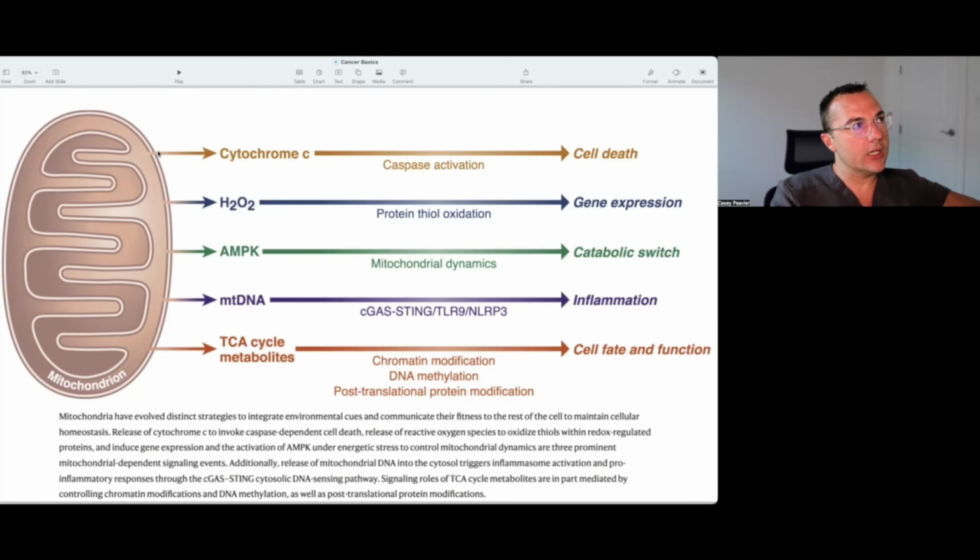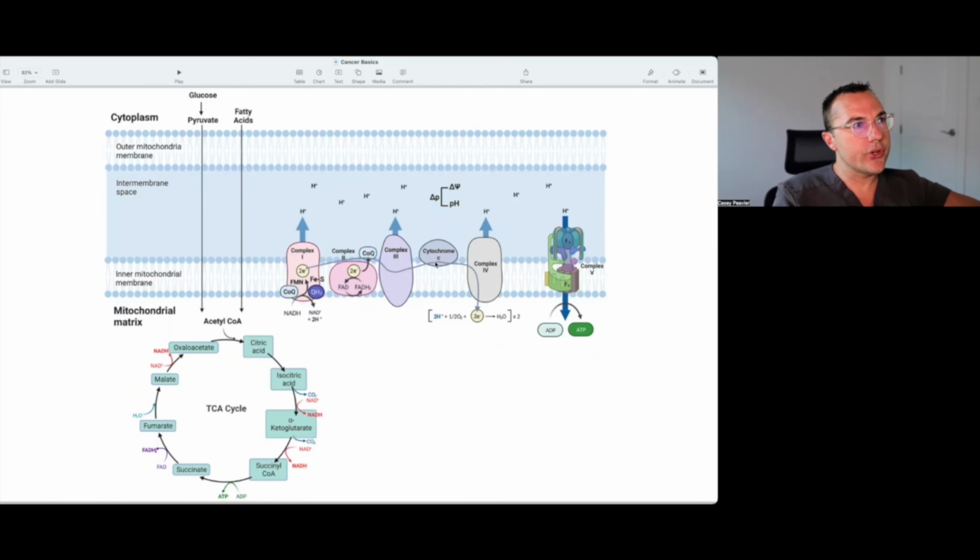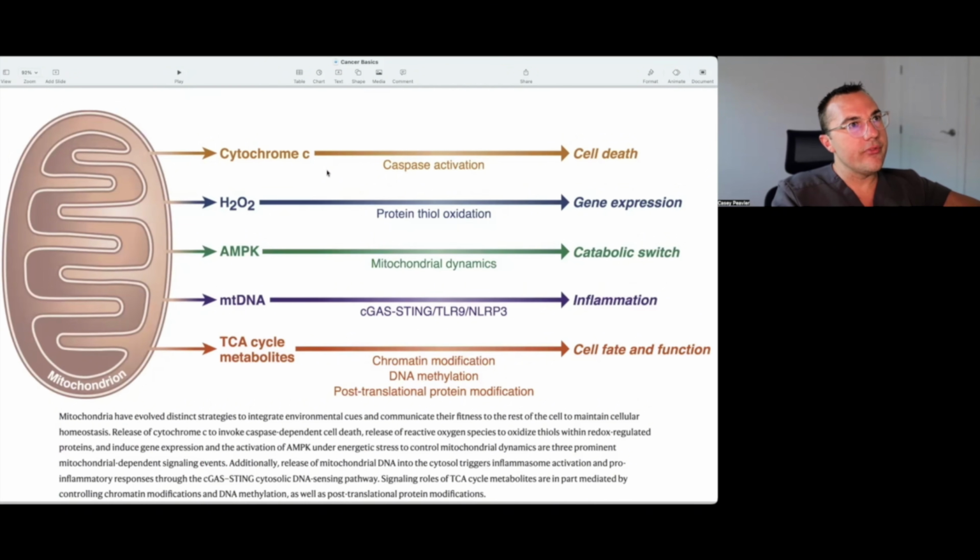So if the mitochondria was to lyse itself and this wall was to be damaged, and cytochrome C, which is part of the electron transport chain, if it was to leak out, that would lead to caspase activation and apoptosis through the intrinsic pathway.